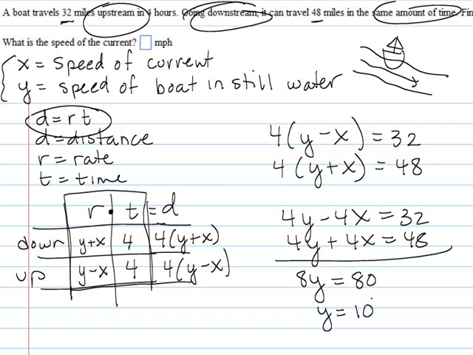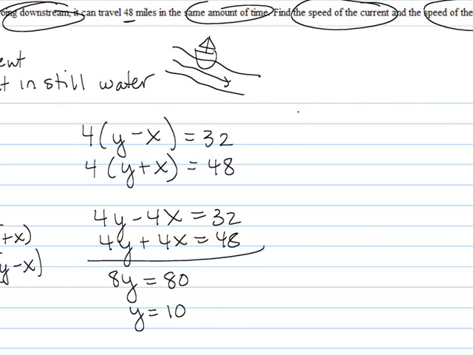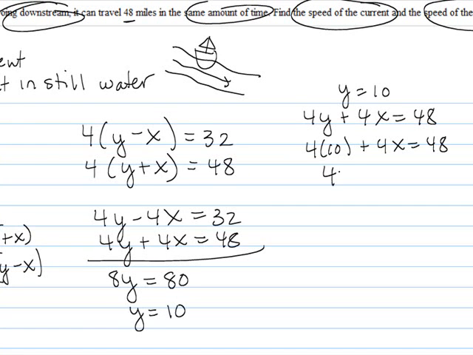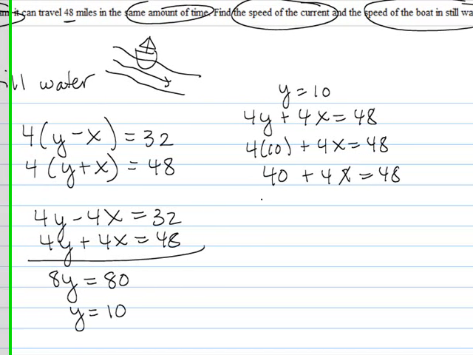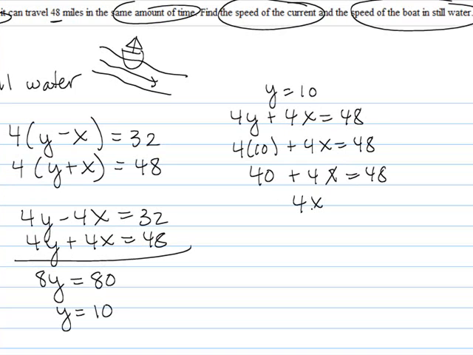Now how do you find the x? Well, we can plug it into any one of these equations. I'm going to plug it into the second one. That one looks easy. 4y plus 4x equals 48, where y is equal to 10. So multiplying, subtracting 40 is how I got that, and dividing.